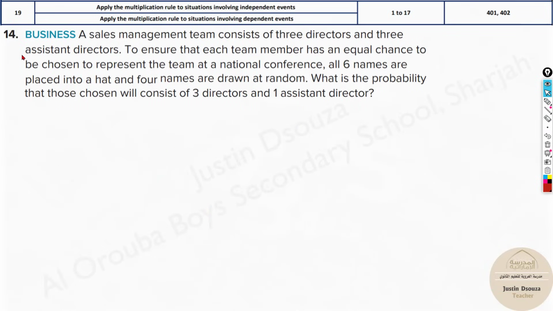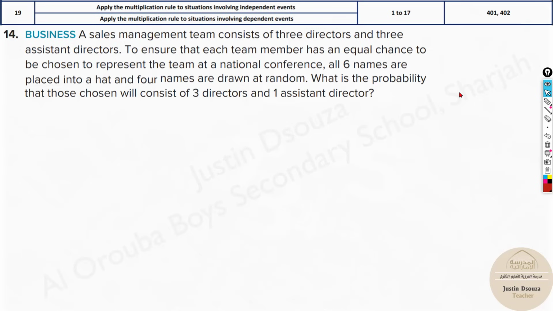There is another interesting problem about business. A sales management team consists of 3 directors and 3 assistant directors. To ensure that each team member has an equal chance to be chosen to represent the team at a national conference, all the 6 names are placed into a hat and 4 names are drawn at random. What is the probability that those chosen will consist of 3 directors and 1 assistant director?